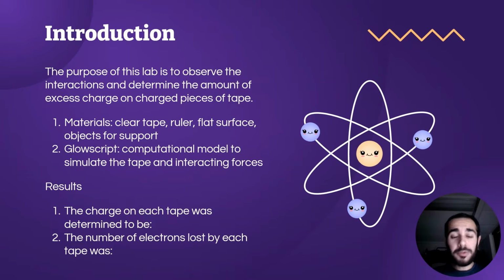Now the materials we will use are, of course, clear tape, a ruler, a flat surface, and objects to support the tape. We will also be using GlowScript as a computational model to simulate the tape and interacting forces. Now, just a quick brief overview of the results we will be seeing: the charge on each tape was determined to be this, and the number of electrons lost by each tape was determined to be this.